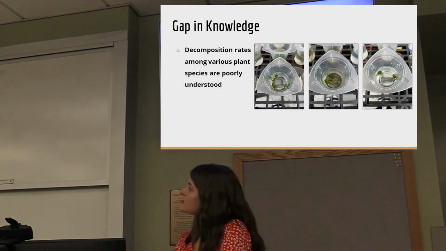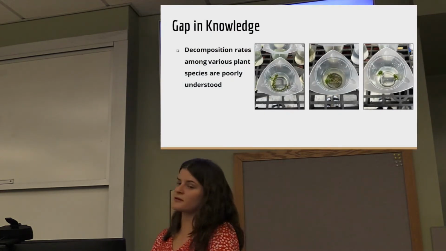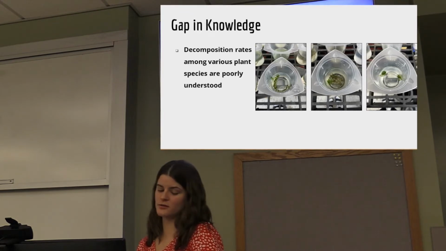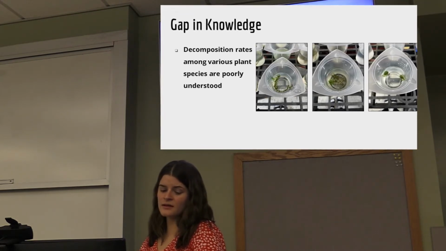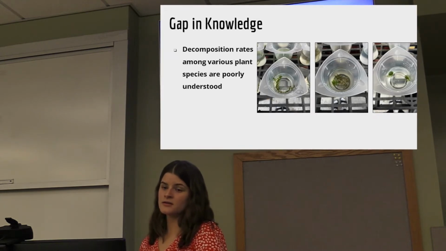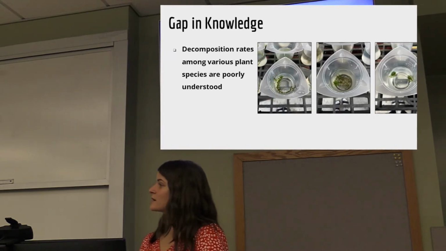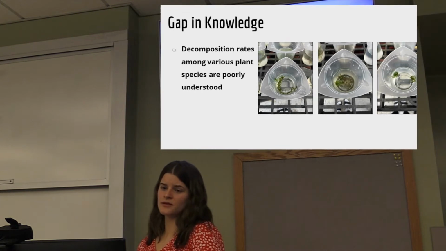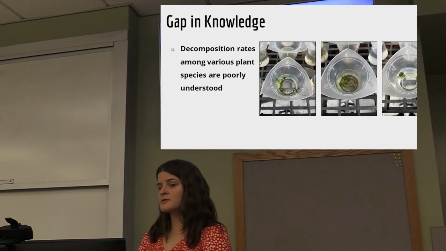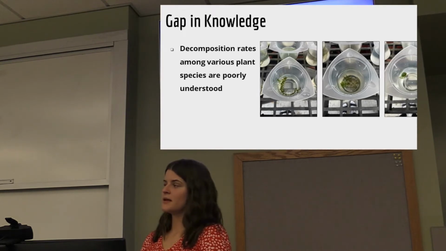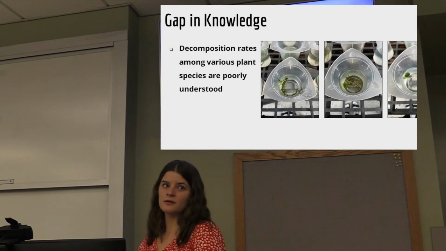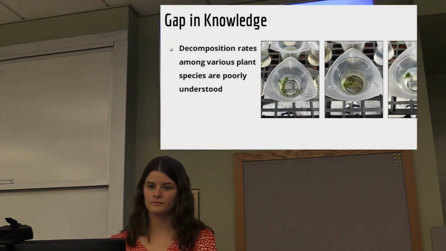So the gap in knowledge that I wanted to research further was how decomposition rates among various plant species compare to each other. And this led me to my hypothesis that if surface area to volume ratio is greater, that decomposition will occur at a greater rate. And so this led me to believe that milfoil would decompose quicker due to how dense it was and how many leaflets per growing tip there were, and that Allodia would decompose slower.